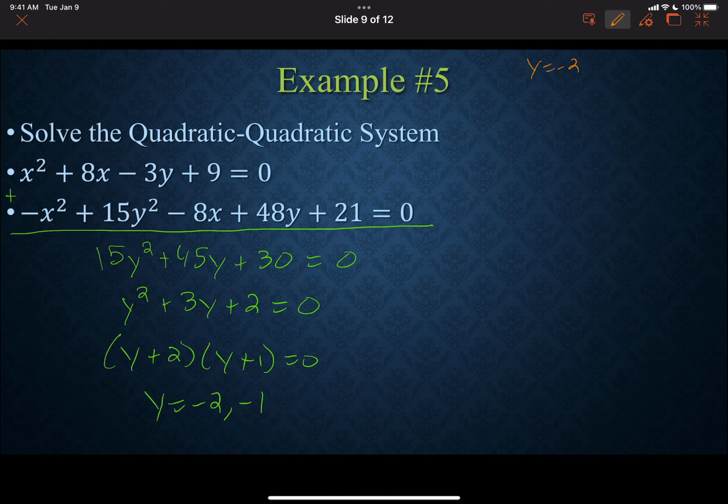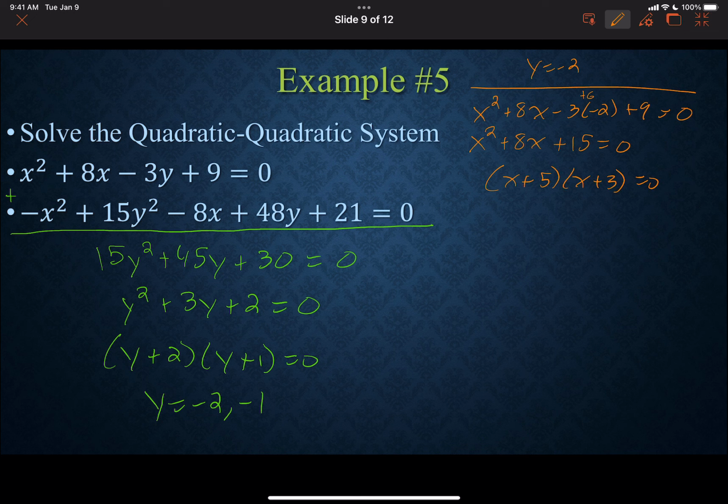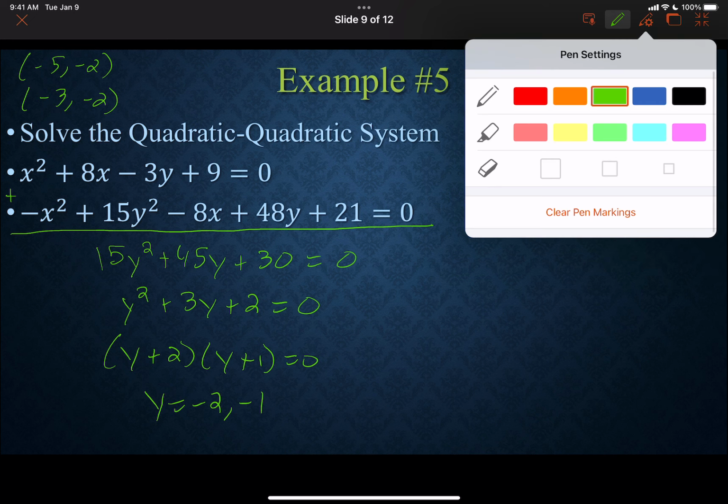So let's do the negative 2 first. So we'd have x squared plus 8x minus 3 times negative 2 plus 9 equals 0. I find it easier to plug into this top equation in this particular scenario because there's only one y term to plug into, and it's generally smaller numbers in the problem as well. So x squared plus 8x, that will be a plus 6. Plus 9 is plus 15. So this yields two x answers. X plus 5 and x plus 3 are the factors. Therefore, negative 5 and negative 3 are the x answers. So we would have negative 5, negative 2 and negative 3, negative 2 for 2 points of intersection.